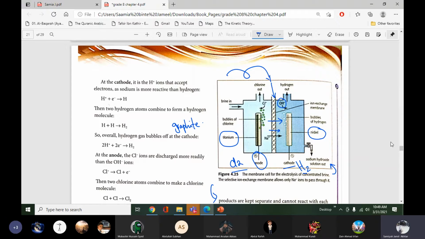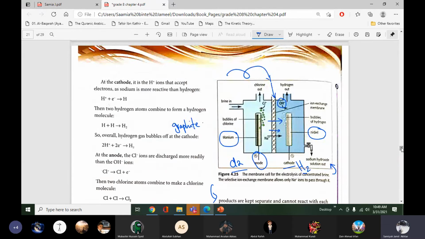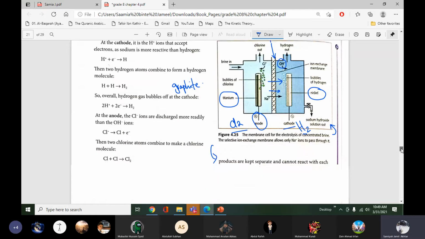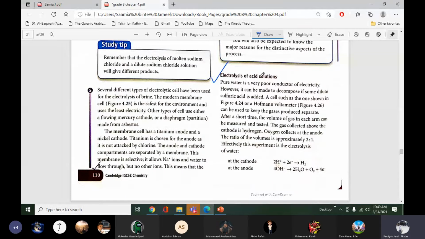Today we'll study about acid solution, the electrolysis of acids. In that one, you can see that we can use platinum electrodes also. There are some very important electrolysis on which you have to remember which electrodes are used. So let's continue. Next topic is electrolysis of acid solutions.